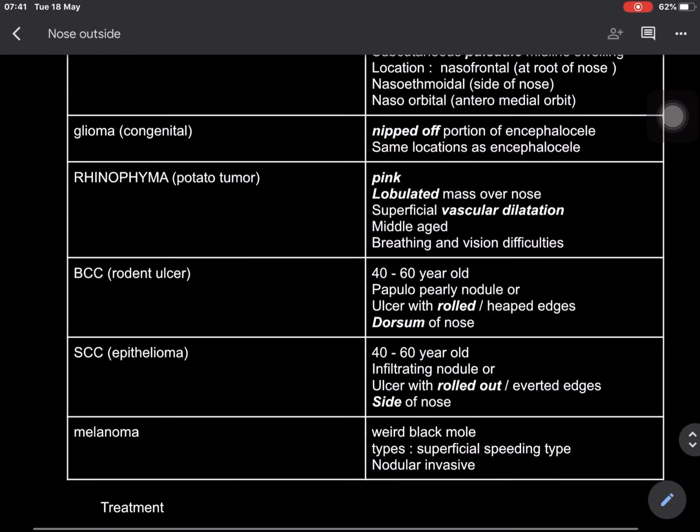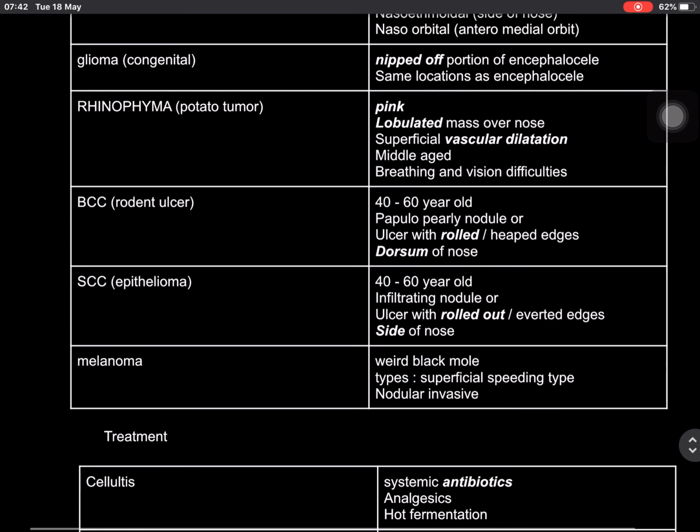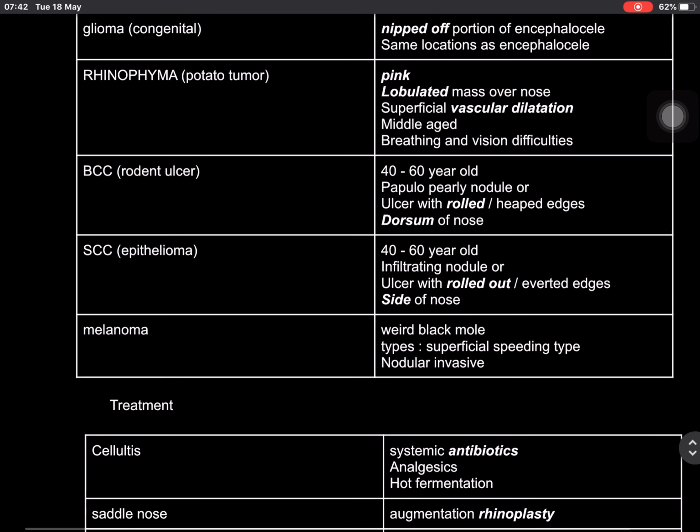Basal cell carcinoma is otherwise called a rodent ulcer. It's a papillopearly nodule, but it looks like an ulcer with rolled edges. We will see this in detail in the surgery videos. Squamous cell carcinoma is mostly present at the side of the nose, right? And melanoma is like a weird black mole.